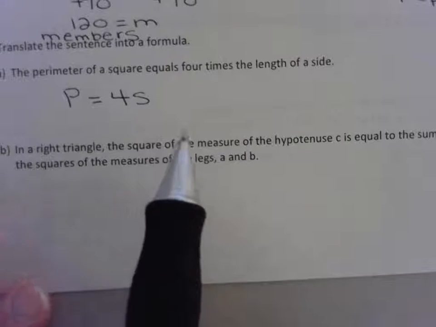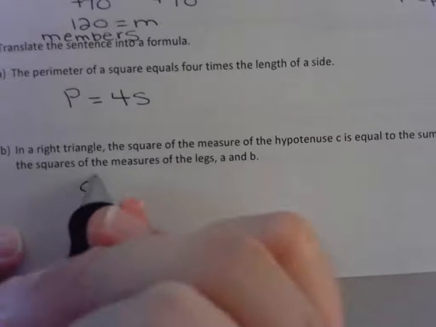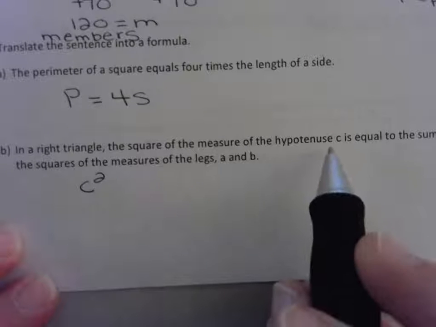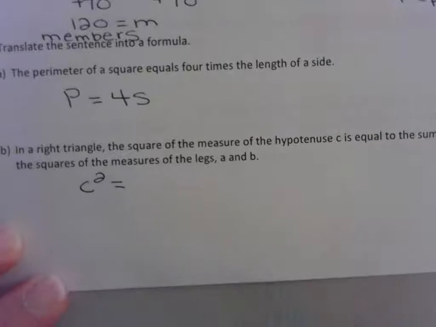Keep thinking about it. How do I represent the square of something? Austin, you with me? Okay, looked like you were sleeping. How do I represent the square of something? Give me guesses. Would it be C squared? C squared, yep. The square of the hypotenuse C. C squared is equal to, equal sign.